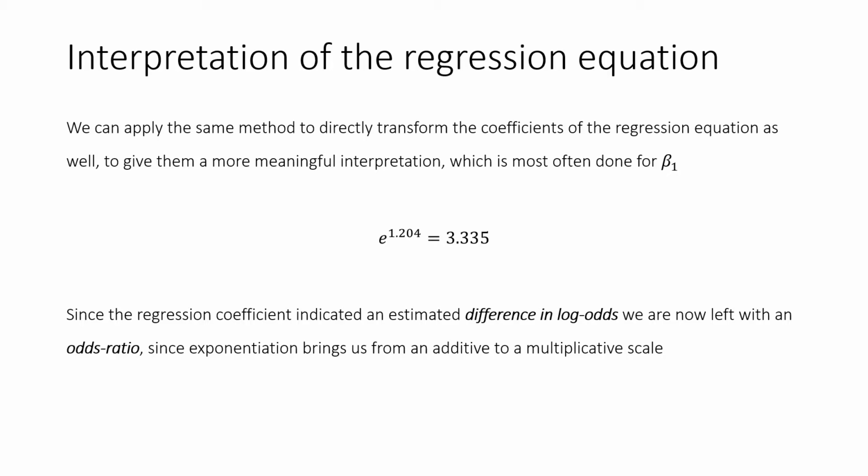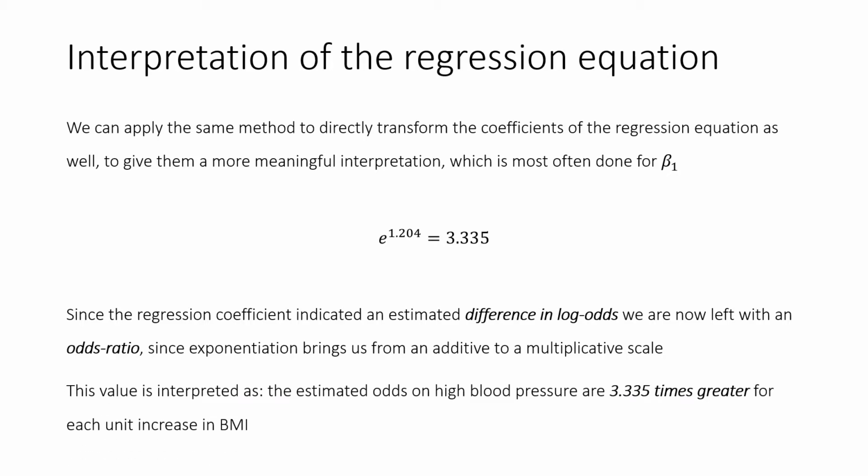So in this case, what does that mean? That means that the estimated odds on high blood pressure are 3.335 times greater for each unit increase in BMI. So it's no longer an additive interpretation, but it's a multiplicative interpretation.